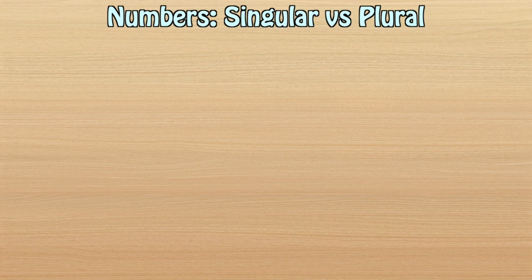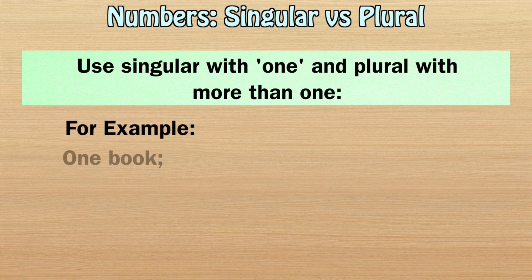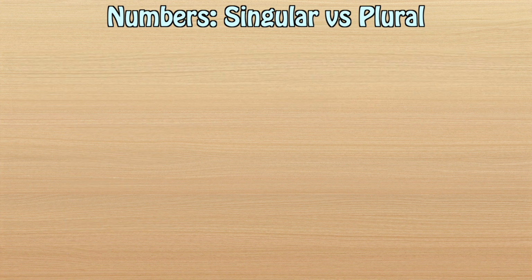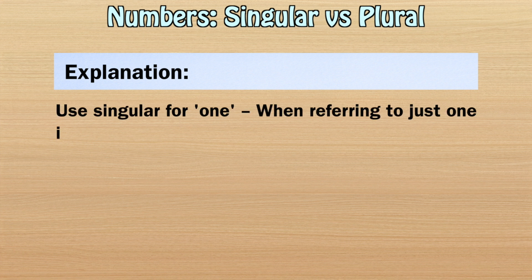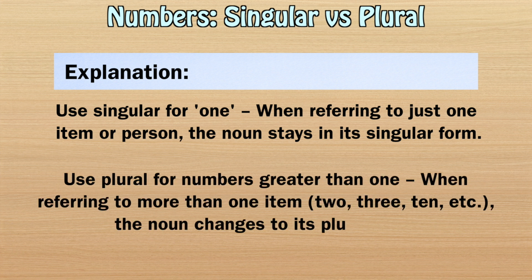Numbers, singular versus plural. Use singular with one and plural with more than one. For example, 1 book, singular, 2 books, plural. Explanation. Use singular for one. When referring to just one item or person, the noun stays in its singular form. Use plural for numbers greater than 1. When referring to more than one item, 2, 3, 10, etc., the noun changes to its plural form.